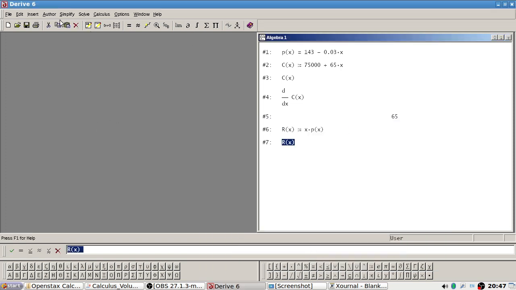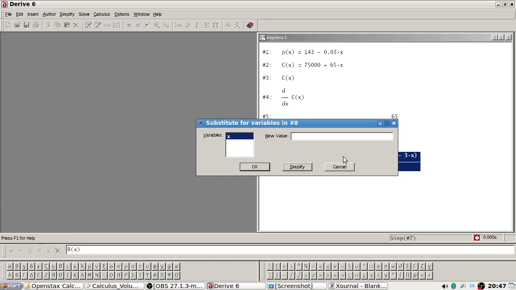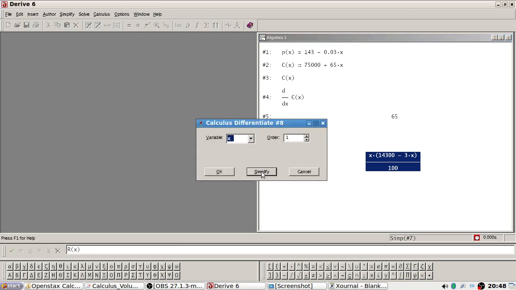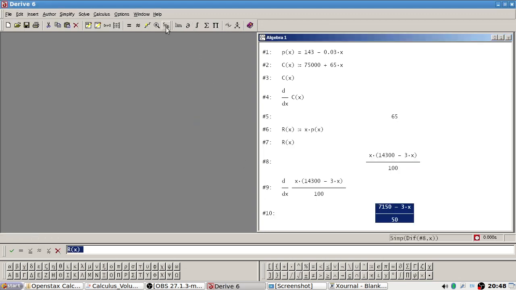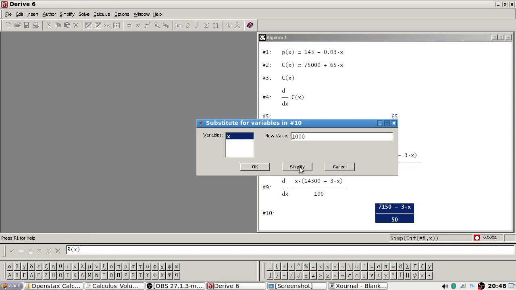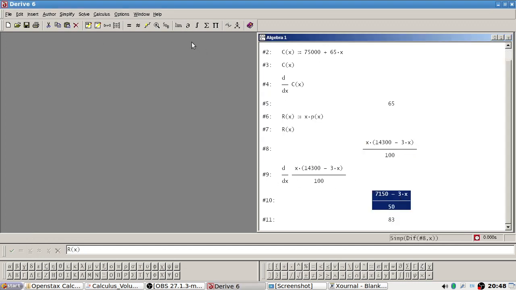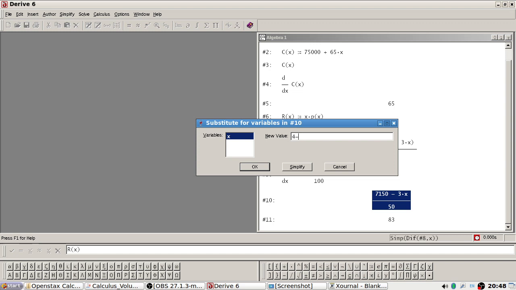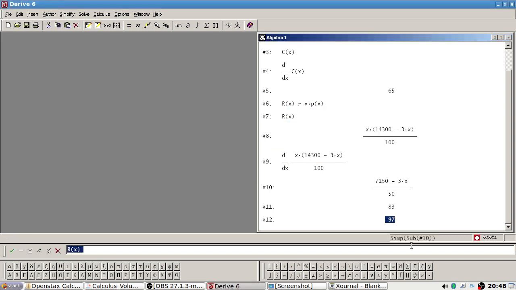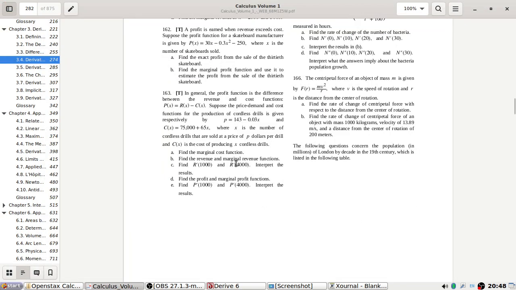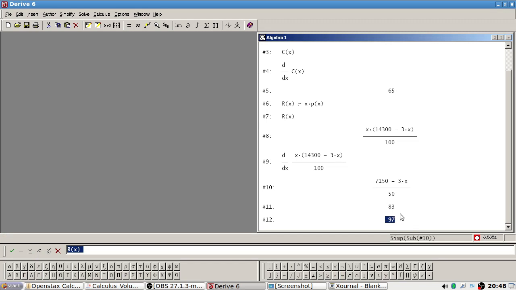So then that's the revenue function. And then the marginal revenue is that. And now we sub in 1,000, and then we'll sub in 4,000. Did that make the same answer? I don't think so. We'll check. Actually, I can check the answers at the back in a moment. Interpret the results.